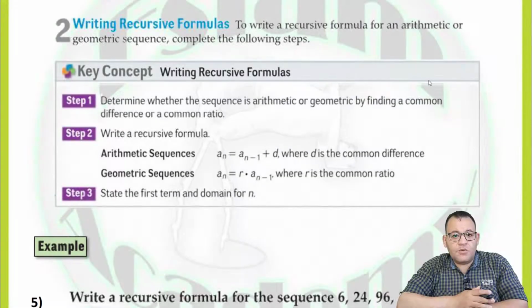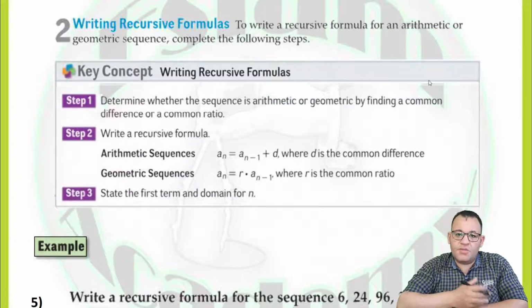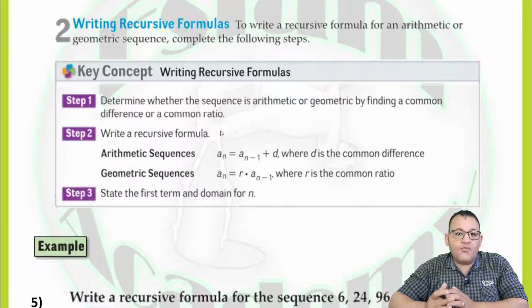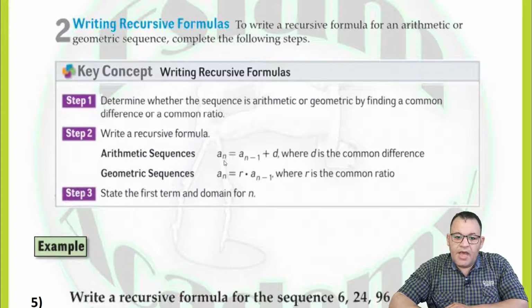In this part of the lesson, we'll learn how to write the recursive formula for the arithmetic and geometric sequence. We can start with the arithmetic sequence. To write it, at first I need to find a1. After finding a1, we can use the formula an equals a(n-1) plus d, where d is the common difference, and n is greater than or equal to 2. That's defined by the domain.